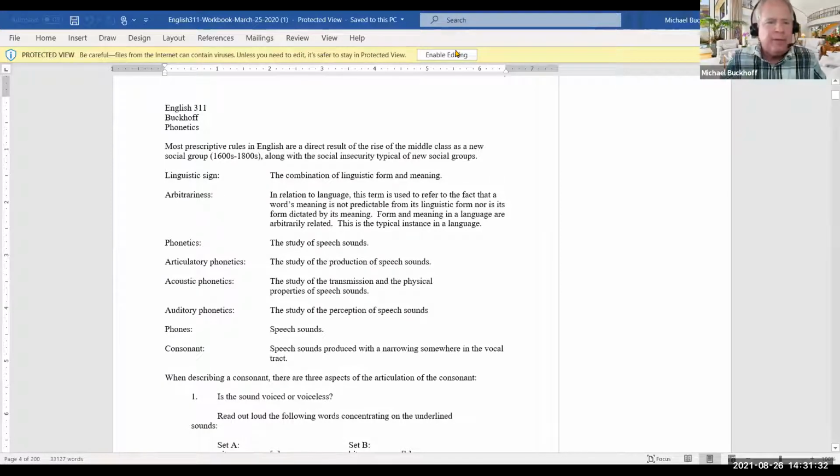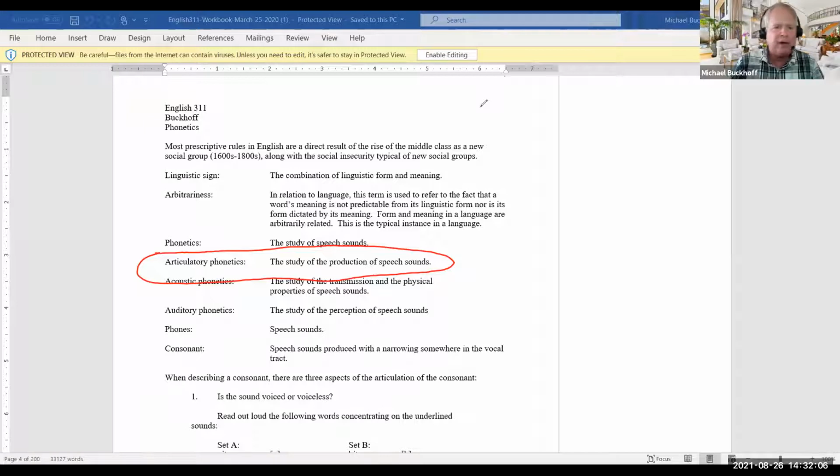Now, most of us, we know how to speak, right? But we don't necessarily know what we do when we speak. And that's what we'll be talking about here. So in the beginning, let's take a look at some key terms: linguistic sign, arbitrariness, phonetics. And in this course, we'll be focusing more on articulatory phonetics, the study of the production of speech sounds. That's where we will be focusing. Okay, let's keep going.